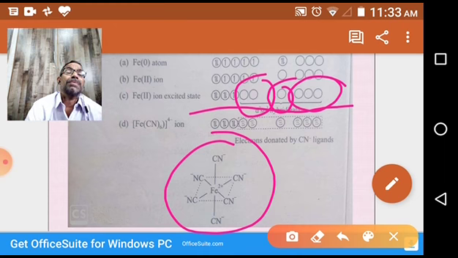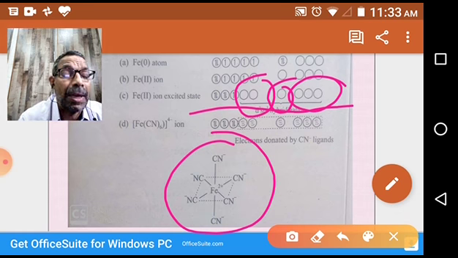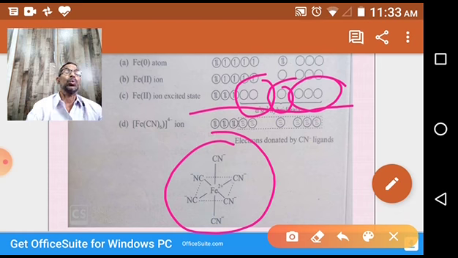Further, as per experimental values, it is diamagnetic in nature. It is also proved theoretically. Since there are no unpaired electrons in the d orbital, this is not exhibiting any paramagnetic property. That's why it is diamagnetic. So we are explaining two things: one is geometry and another is the magnetic behavior of this complex.